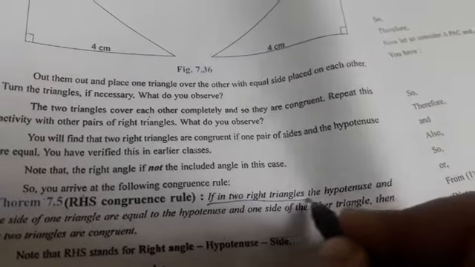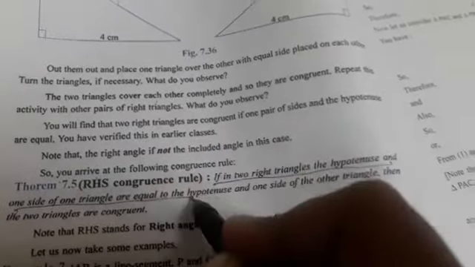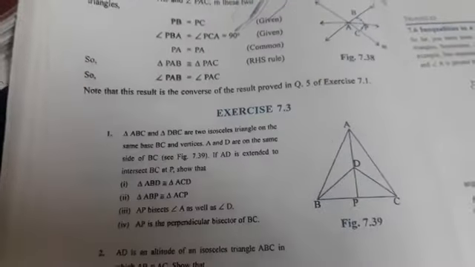Then if in two right angle triangles the hypotenuse and one side of one triangle are equal to the hypotenuse and one side of another triangle, then the triangles are congruent. So this is another theorem, RHS, which I have showed you how to prove. Now we come to question number 1 from the exercise 7.3.